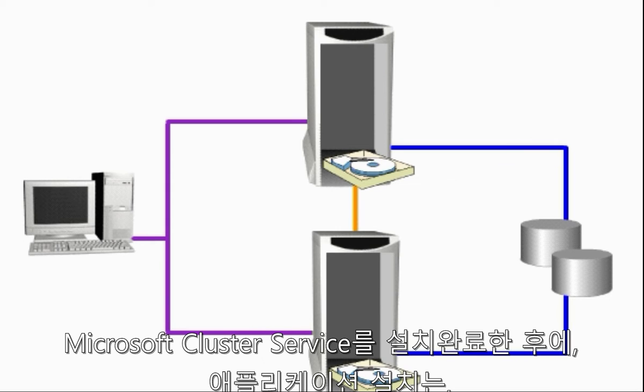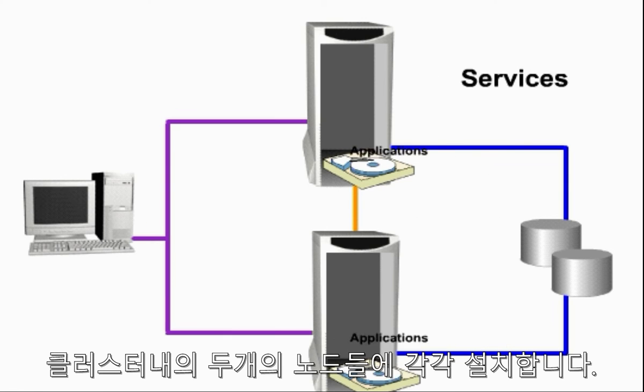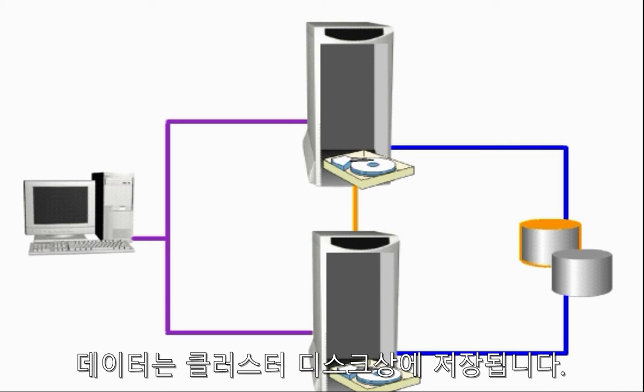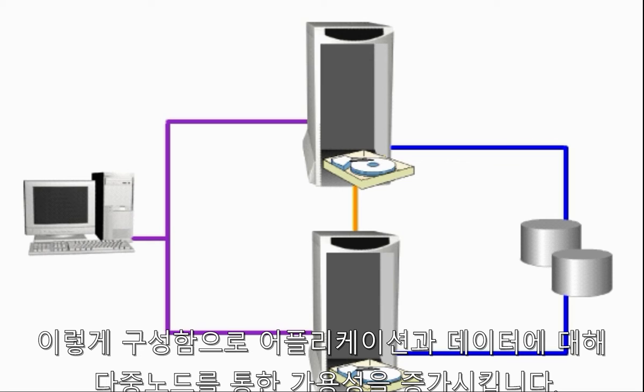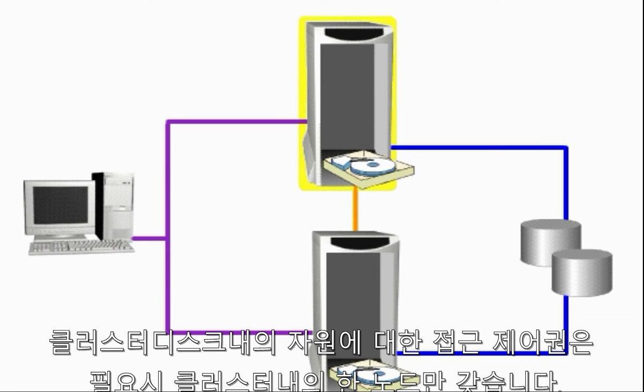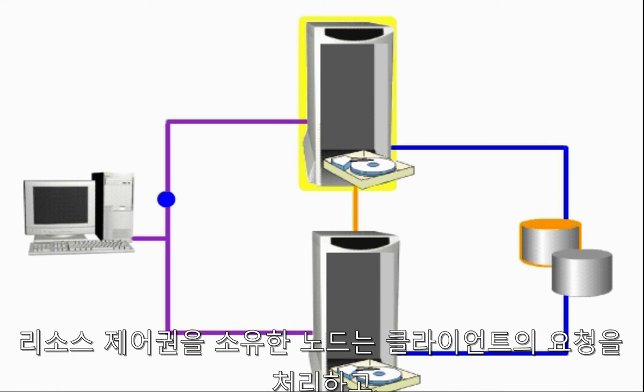After you have completed the setup of Microsoft Cluster Service, you install applications and services on both nodes in the cluster. The data is then stored on the cluster disk. The use of multiple nodes provides the increased availability of applications and data. Only one node in the cluster can control a resource, such as a cluster disk, at a time. The node that controls the resource processes the requests from clients.